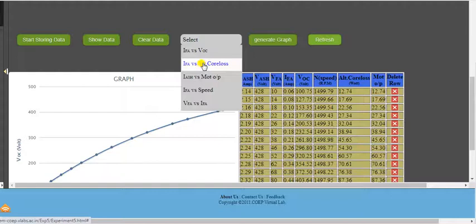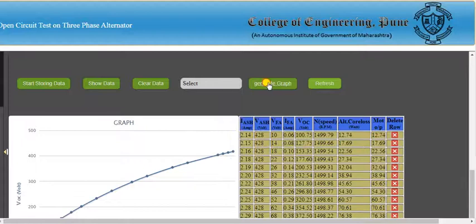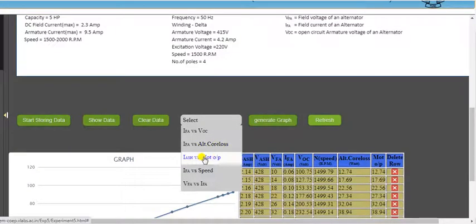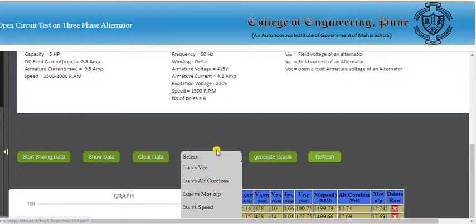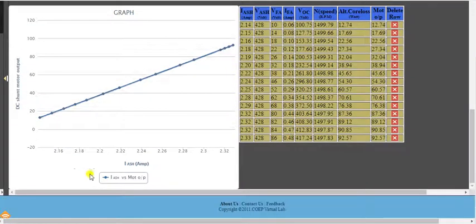Then second, field current versus core loss. Select field current versus core loss, then generate graph. You can see here field current on the x-axis, alternator core loss on the y-axis. Then third, DC current and motor output. Generate, and this will be like this. On the x-axis is the DC motor current, ISH, shunt motor, SH means shunt, and the DC shunt motor output is on the y-axis.